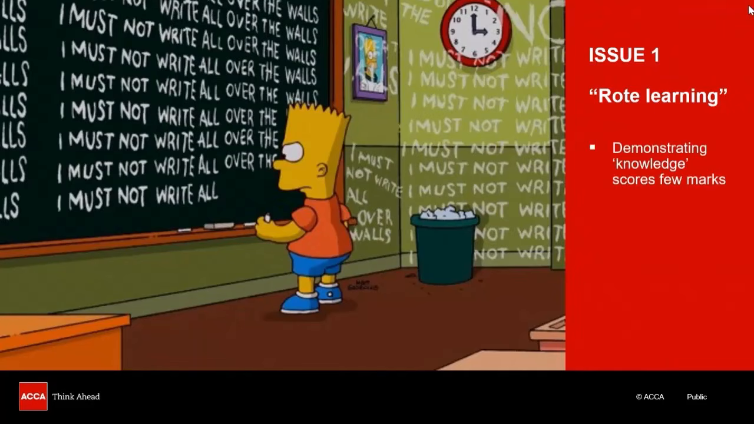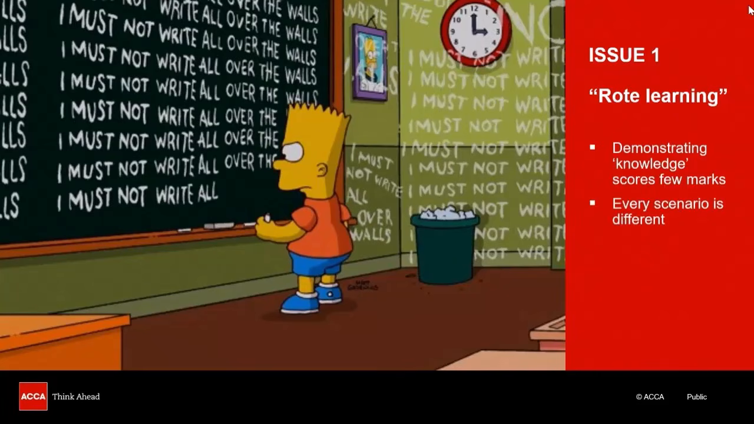The reason it's a problem is that in AAA, you get very few marks for demonstrating knowledge. For showing that you've learnt the textbook, you might earn 1 mark in a 20-mark question, or maybe 2 marks, but certainly nowhere near enough marks to be able to pass it. So memorizing the textbook and then writing out what you've learnt is not helpful because it doesn't score marks.